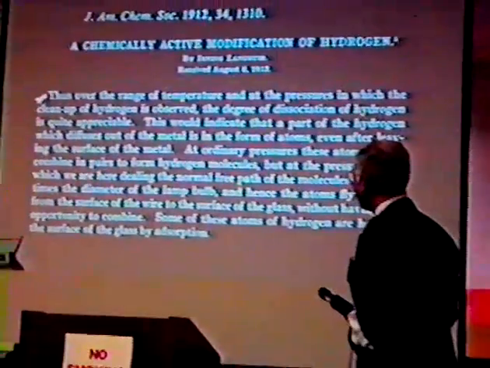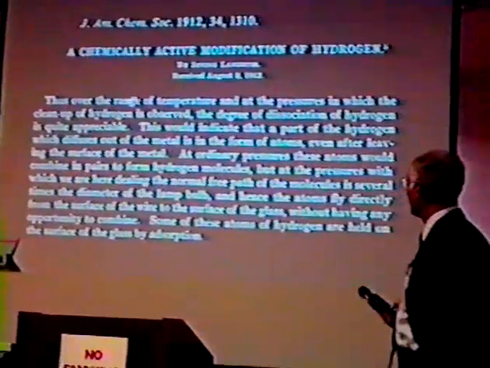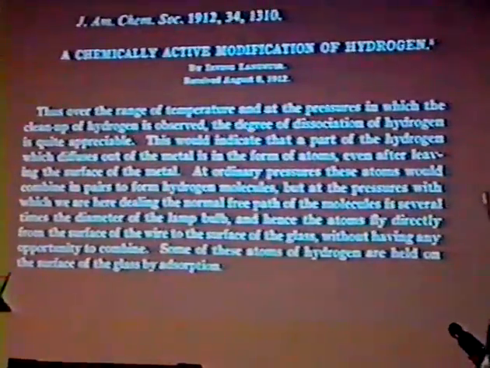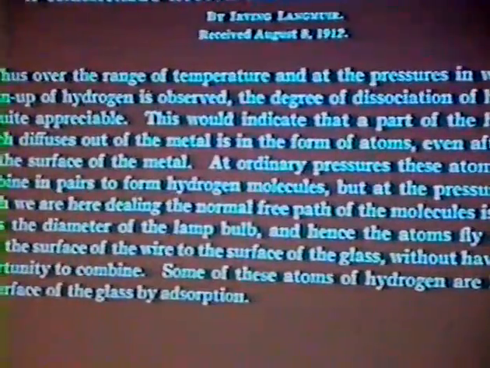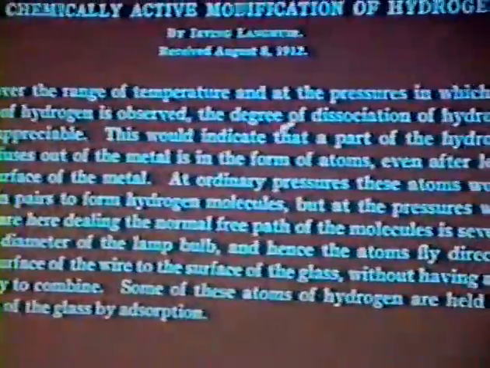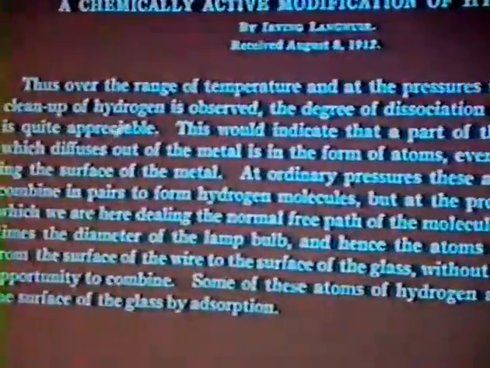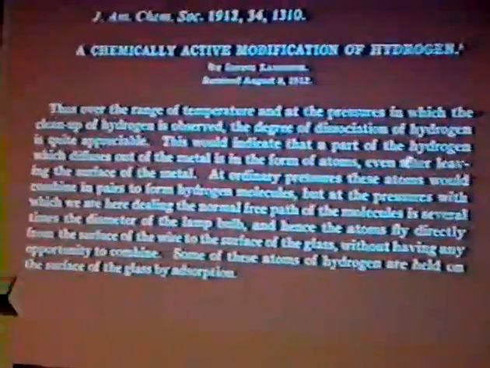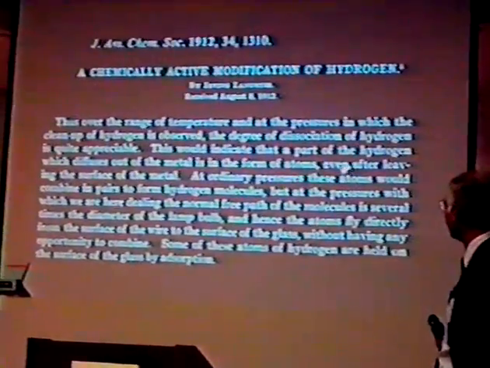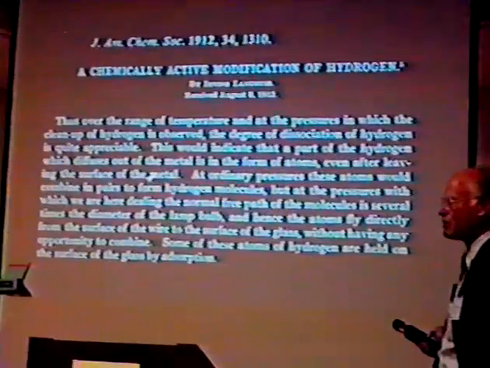I think it's interesting to go through this. It says, thus over the range of temperature, and here he's talking about temperatures of about 1500 Kelvin, and at pressures in which the cleanup of hydrogen is observed. In this particular case, he was really following the disappearance of hydrogen. The degree of dissociation of hydrogen is quite appreciable. This would indicate that a part of the hydrogen which diffuses out of the metal is in the form of atoms, even after leaving the metal surface.